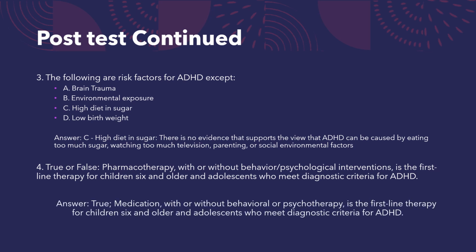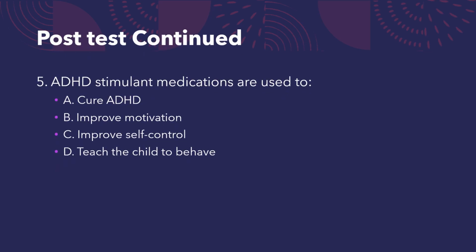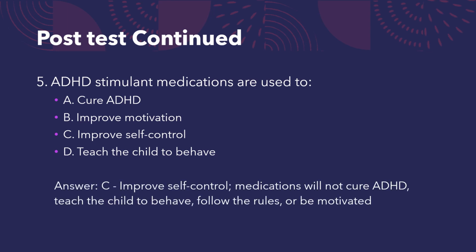Medication, with or without behavioral or psychotherapy, is recommended as first-line therapy for children 6 and older and adolescents who meet diagnostic criteria. Question number 5. ADHD stimulant medications are used to C. Improve self-control. Medications will not cure ADHD, teach the child to behave, follow the rules, or to be motivated.